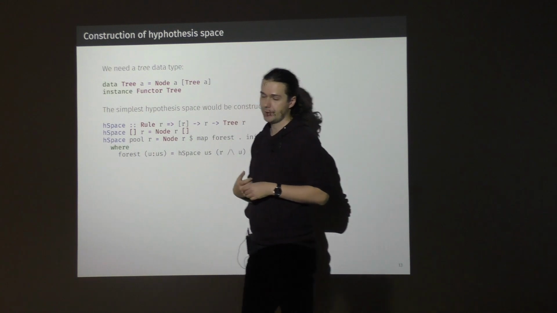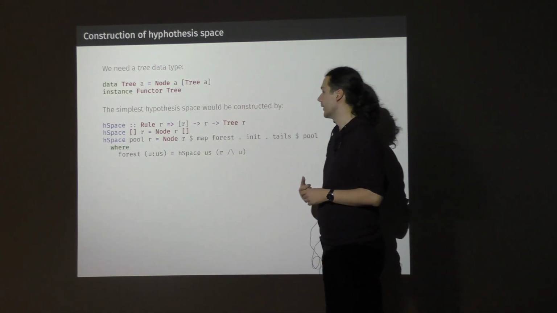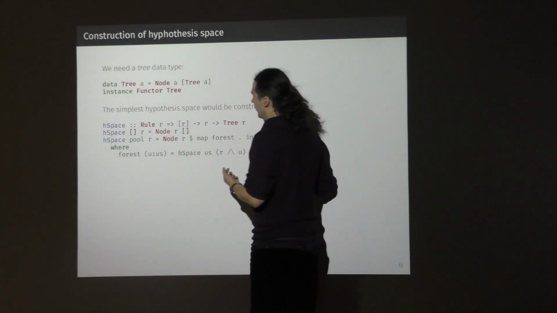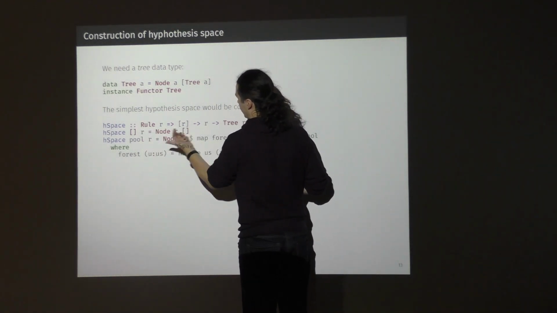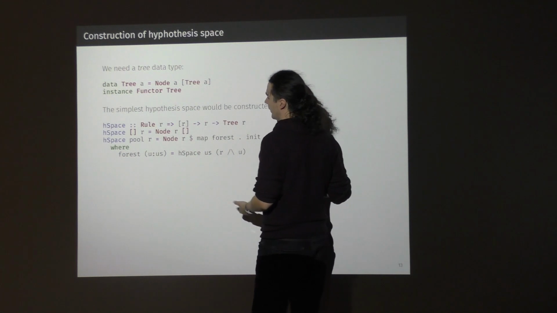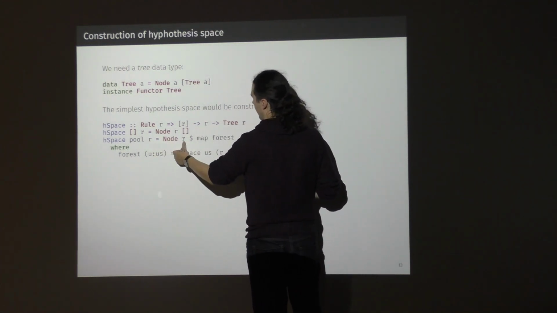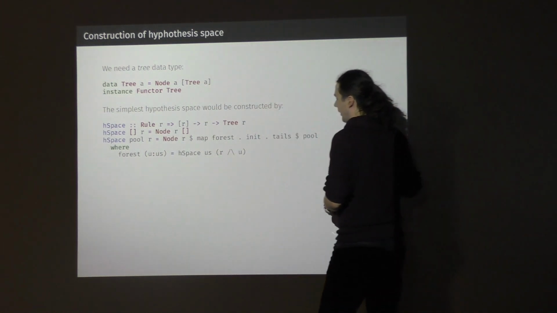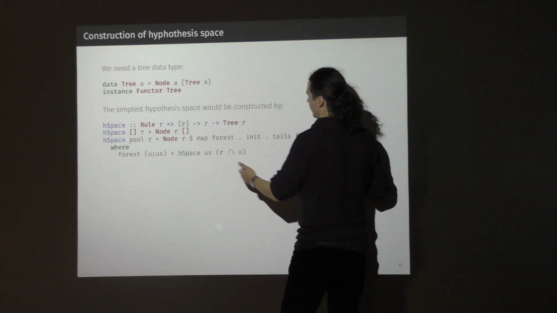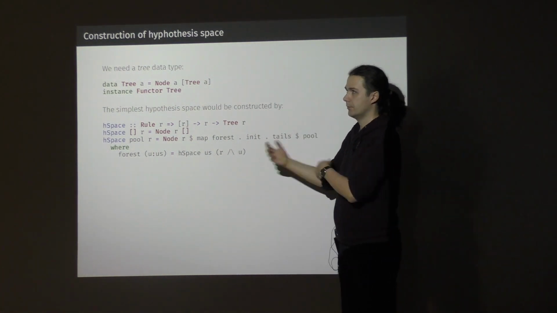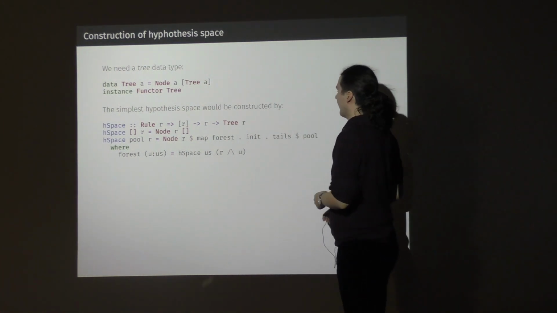The definition will be recursive because, well, a tree is a recursive structure. So if the pool is empty, then we cannot construct any children. If the pool is non-empty, then we construct a node with this r as the value. And here we need to generate all the children. So basically we take everything.